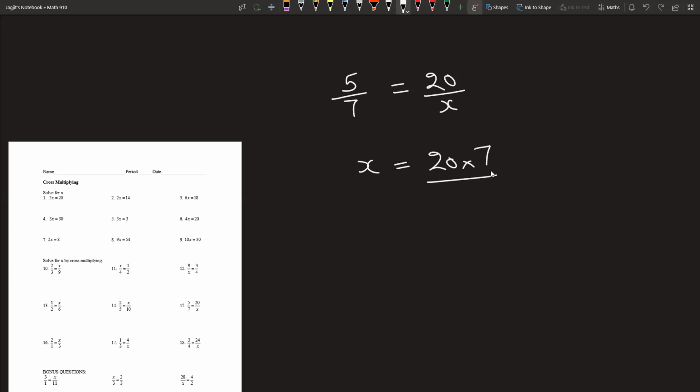20 times 7. 5 goes across. It lands at the bottom. So you get this. And then 20 over 5 can be simplified. 5 divided by 5 is 1. 20 divided by 5 is 4. So your x is 4 times 7, which is 28. You guys are good so far?